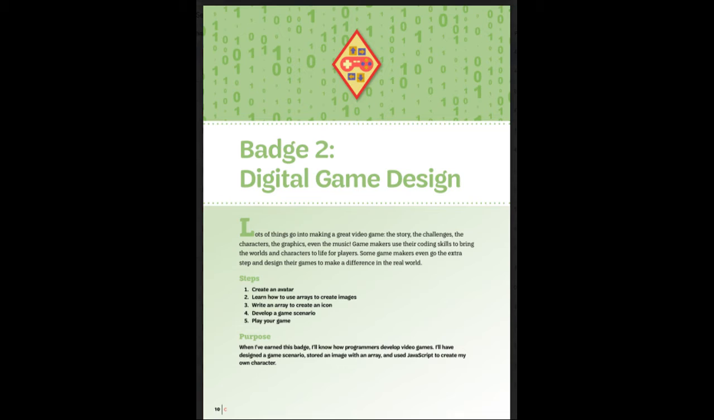Page 13. Step 3. Write an array to create an icon. Grace Hopper is a coding icon. That means she's a famous person who represents innovation in the world of coding. In programming, icons are small images that can represent other things. The little trash can on your screen where you put files you want to delete is an icon. An arrow pointing to the left that means undo is an icon too.